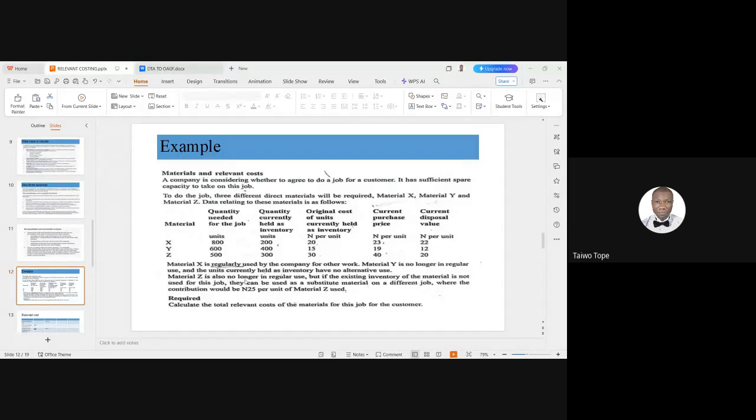But for example, a question can give you these two options: current disposal value and contribution. When you are comparing current disposal value and contribution, you go for the highest value between the two. The highest value between the current disposal value and the opportunity cost, or maybe it can be in the form of contribution, that's the highest value in your comparison, and it will be the opportunity cost.